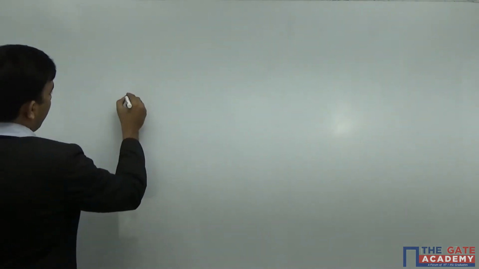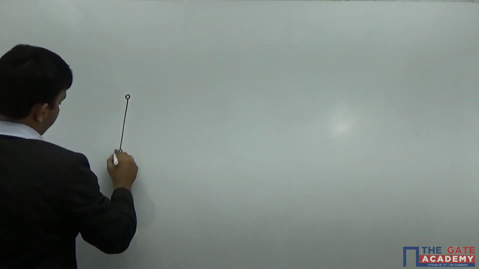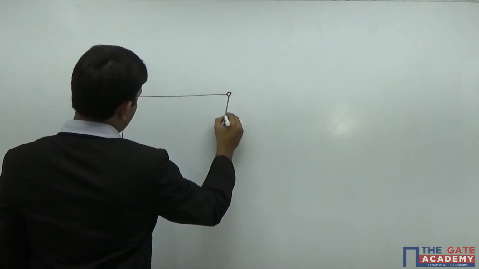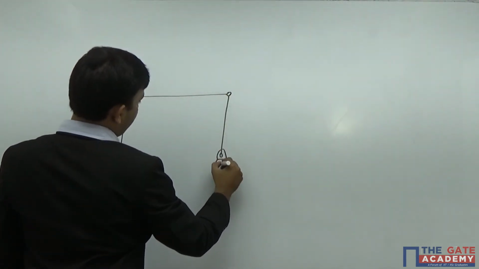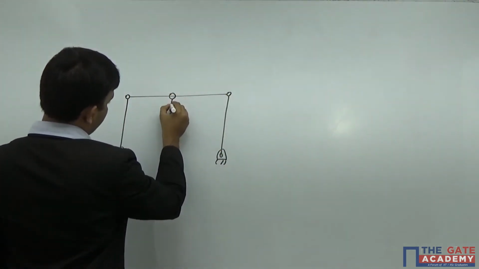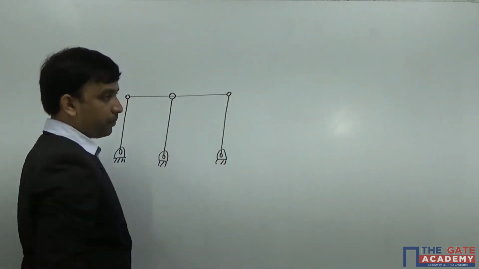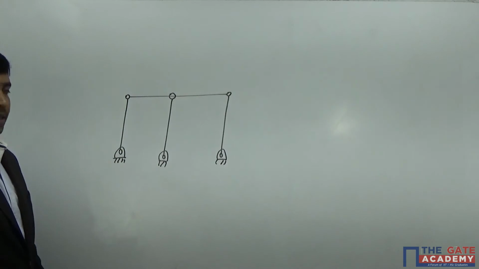And in 2012 there was one question in GATE. The question is like this: calculate the degrees of freedom for this mechanism. The length of all the 3 links is the same. So calculate degrees of freedom for this mechanism.